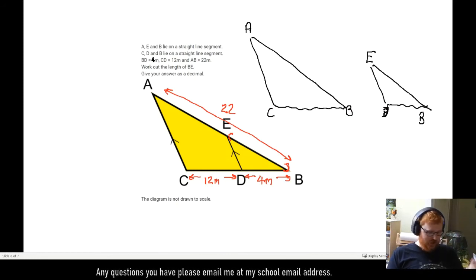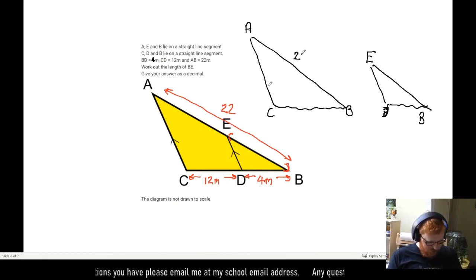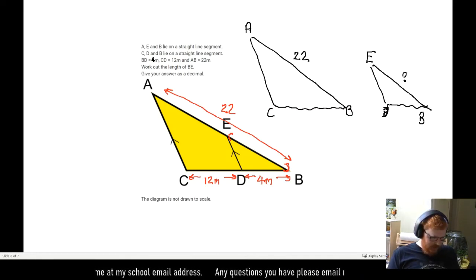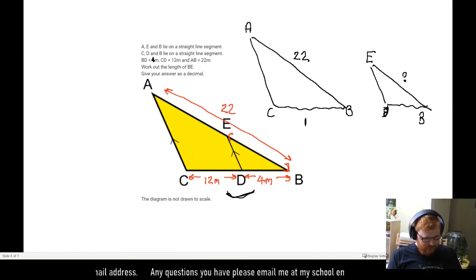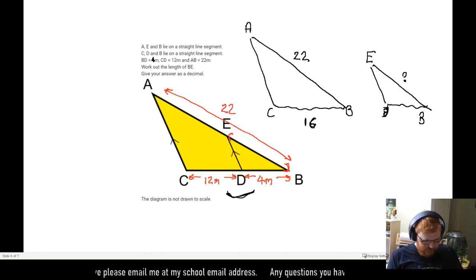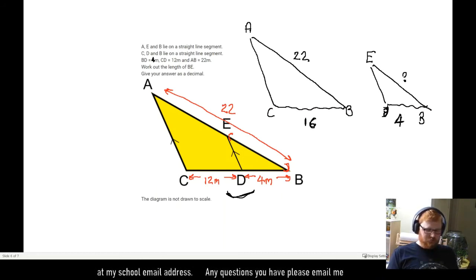And let's label on the edges that we know. I know A to B is 22. B to E is what I want to find. I'll put a question mark. C to B, I need to come back to this and add these two numbers together, don't I? So 12 add 4 is 16. What else do I know? I know D to B, sorry, is 4. And I've got enough there. Okay, I've got enough to be able to answer this.